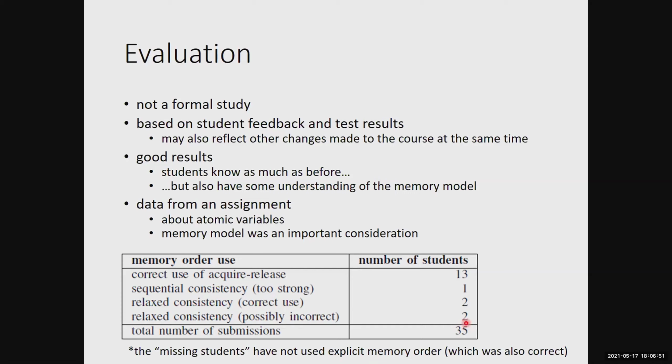And then in this table, there are some missing students until this 35. Those are students who did not explicitly specify the memory order, but the default one in this case is correct, because that's sequential consistency, which is a bit too strong, but it's correct. They still had to explain in the text why they claim that their solution is correct with regards to the memory model, but they didn't really use it in the code. So it's a bit unclear whether they actually understood it or not.